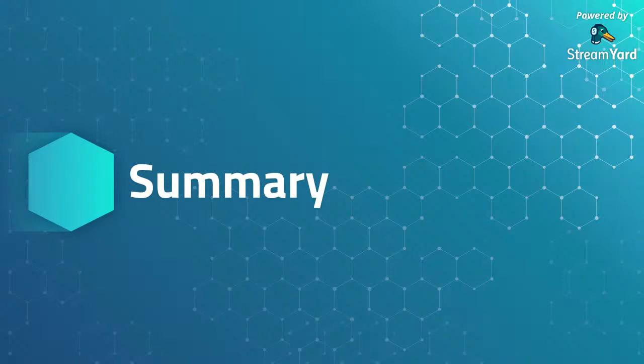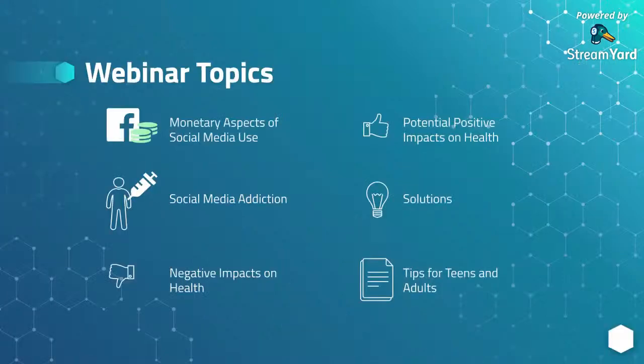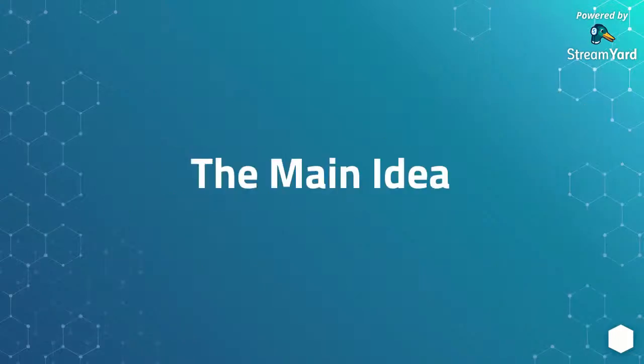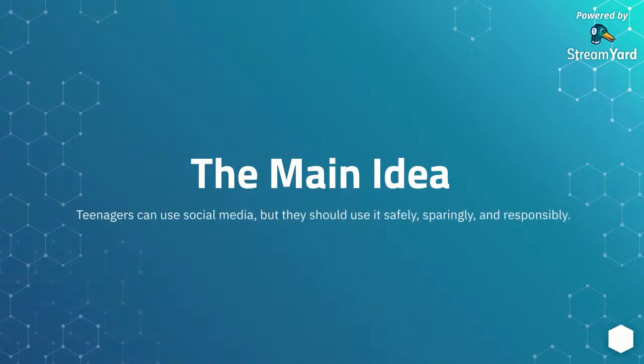All right, so in summary, we discussed social media addiction and monetary aspects of social media use. We also discussed the negative and positive impacts of social media use on health, in addition to some solutions and some tips for teens and adults. So the main idea: teenagers can use social media, but they should use it safely, sparingly, and responsibly.